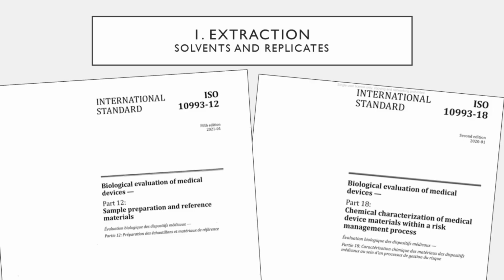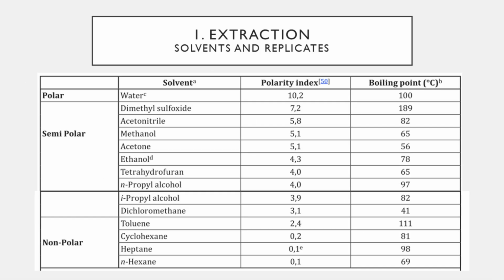So within the dash 12 standard, they talk about the solvents or vehicles that you might want to use. And they give tables of the recommended polar, semi-polar, and non-polar ones. And they talk about their various polarity indices and boiling points. These can be helpful for a number of different extraction runs.